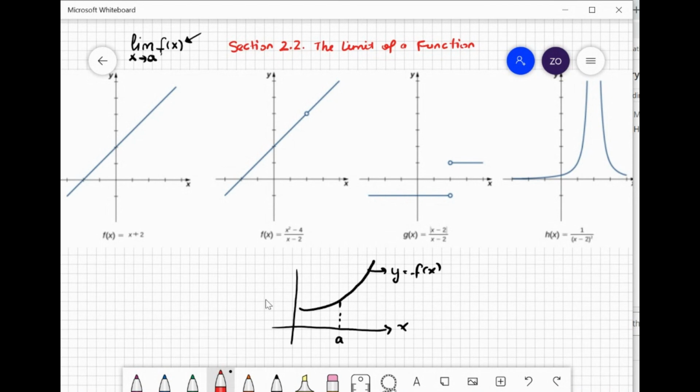As we get closer to a, remember we kept picking intervals on Monday, and we determined the slope as we got closer to a point. So we will now formally develop that idea. Today we are going to be defining the limit. That means we wonder, as x values get closer and closer to a, either from larger values or from smaller values, what happens to the function values?